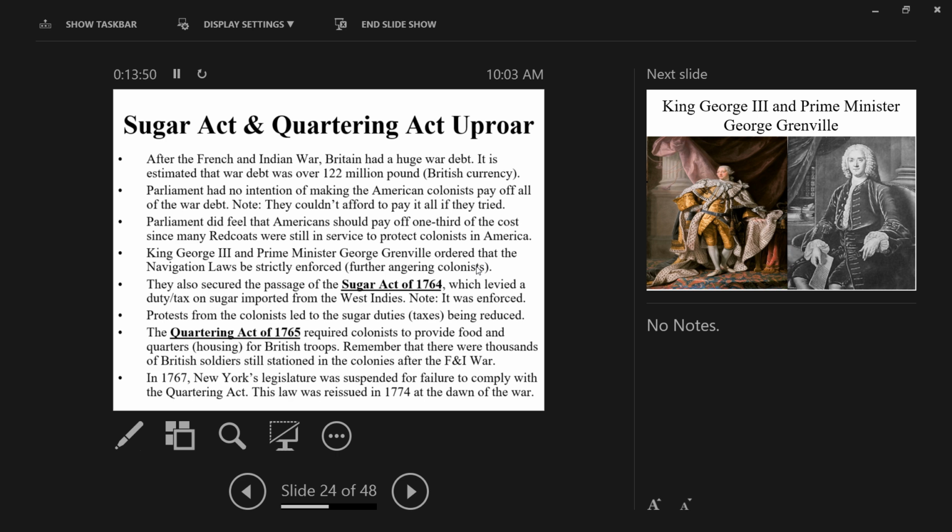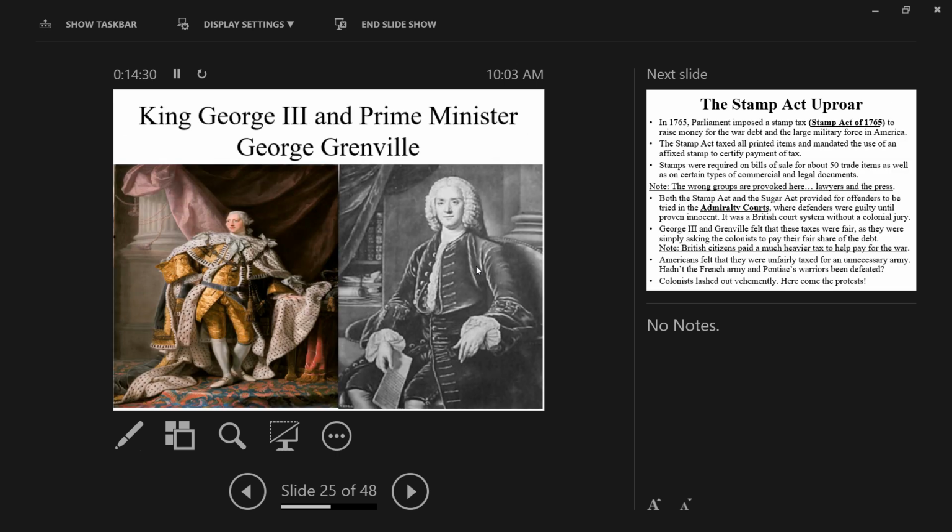Another part of this too, guys, is that it's not only about the Brits moving into homes or onto private property, the colonists are also on the hook for feeding them. So that creates problems and tension, because what do the colonists not have a lot of? They don't have a lot of cash. Their commodity is food. And if they're giving up their food, then that's less that's coming to their table. Feels kind of Hunger Games-ish, right? A little bit. Yeah? All right. So, we have George III on the left and Prime Minister George Grenville on the right.